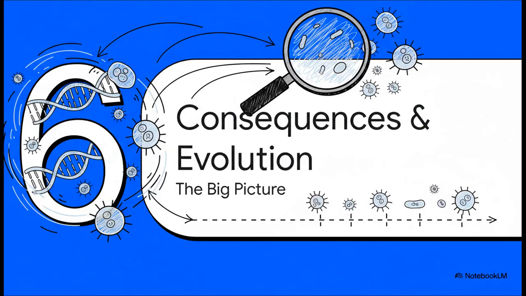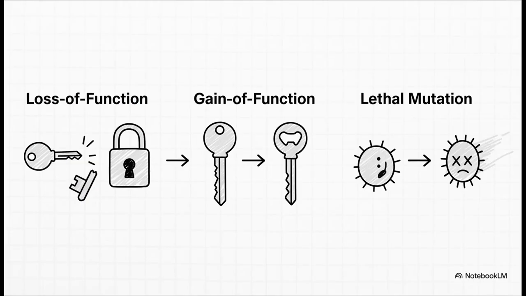Okay, we've gone through the nitty-gritty molecular details of how mutations happen. For our last section, let's zoom way out. What does all of this actually mean for a microbe that's just trying to survive and make a living in the world? Well, the outcome for the microbe usually falls into one of three buckets.